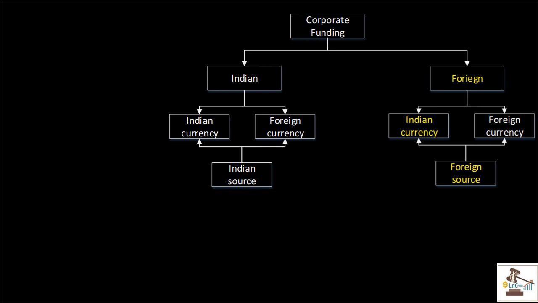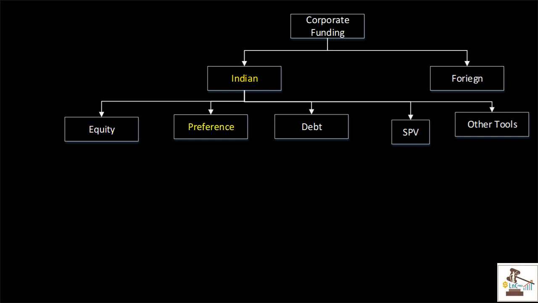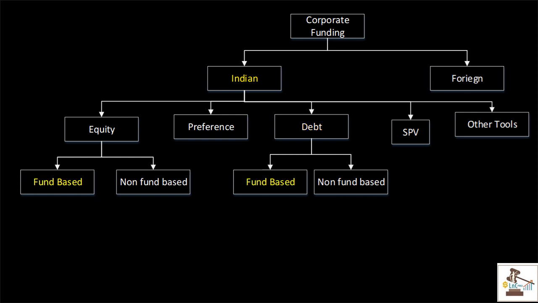Now we can classify the Indian funds into 5 parts. First is equity, second debt, third preference, fourth special purpose vehicle, and fifth other borrowing tools. If we talk about equity, then we can further classify it into 2: fund based and non-fund based. Similarly, debt also we can further classify into fund based and non-fund based. Fund based means actual funds are infused in the company immediately, and non-fund based funding means actual funds are not infused in the company.